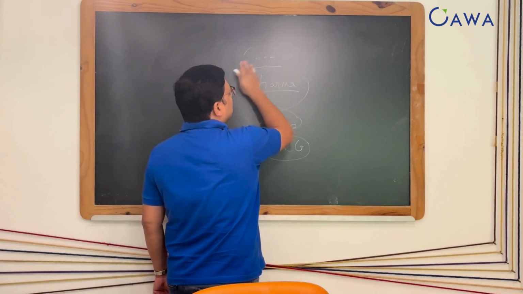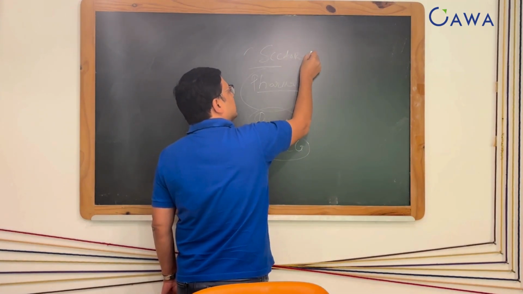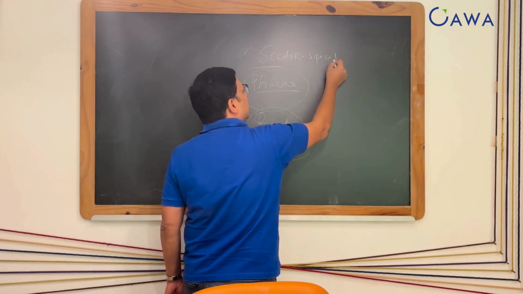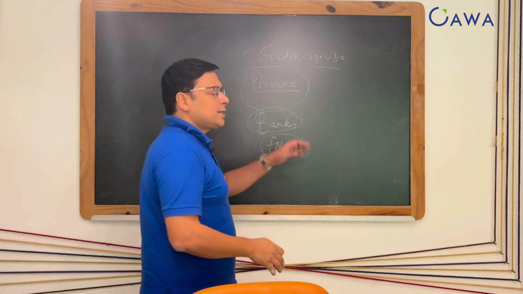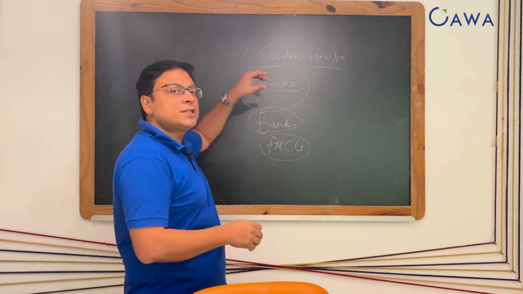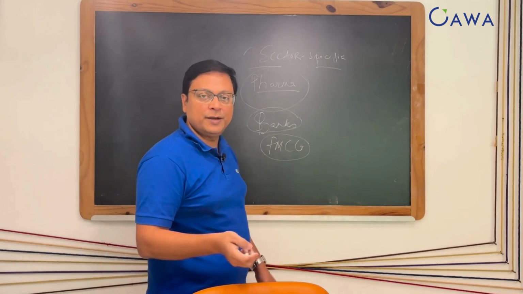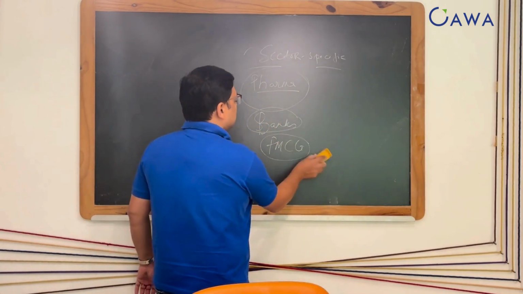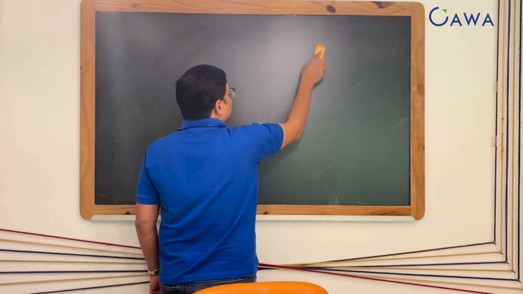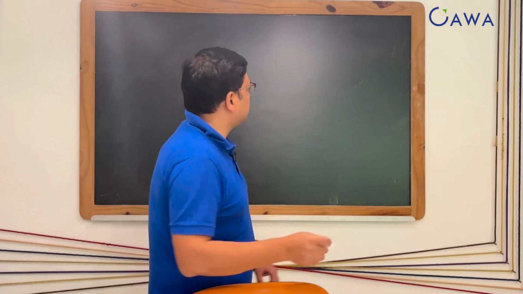So this kind of investment is called sector specific. Where I invest in a fund, and that fund is only investing in the stocks of this particular sector. It could be pharma, banking, FMCG, defense, consumables, and so on and so forth. Super. So these are multiple ways of looking at funds.